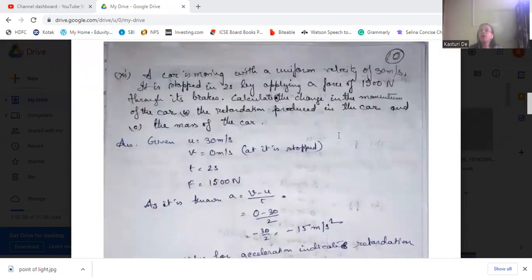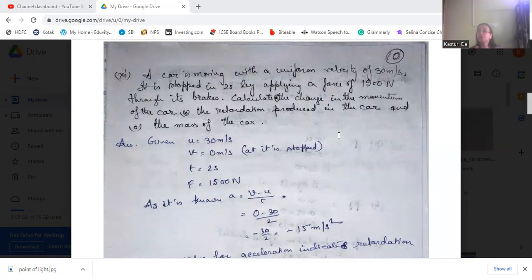Then a car is moving with a uniform velocity of 30 meter per second. If it is stopped in 2 seconds by applying a force of 1500 newton through its brakes, calculate the change in momentum of the car, the retardation that is produced in the car, and the mass of the car. So it is moving with an initial velocity of 30 meter per second. As it is coming to rest, final velocity becomes 0 meter per second.